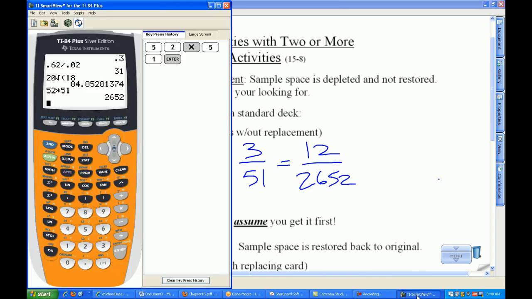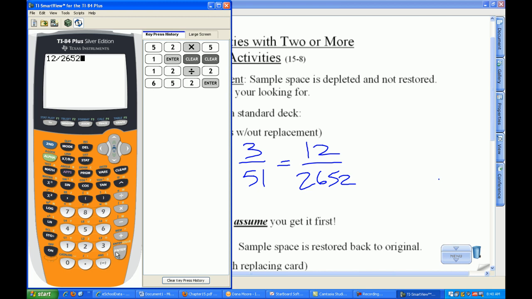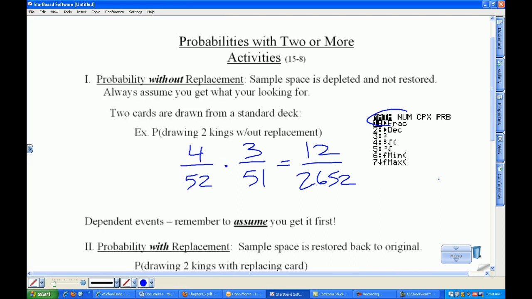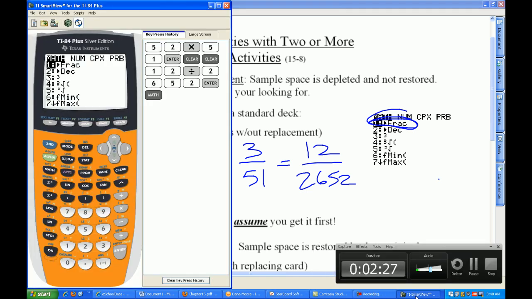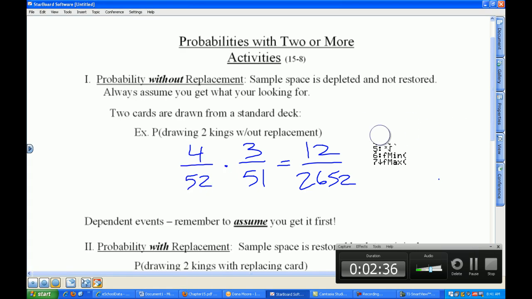This is a good time to remind you how you can reduce fractions on the calculator. If you do 12 divided by 2652, you're going to get a decimal. We don't want to give that decimal as our answer, but if you hit the math button, which is right underneath the alpha key, you notice we have this little arrow frac. Arrow frac is what you want. Right here, arrow frac. And it will automatically be highlighted. So all you need to do is hit the enter key, hit it one more time, and 1 out of 221 is the reduced answer. So 1 over 221.